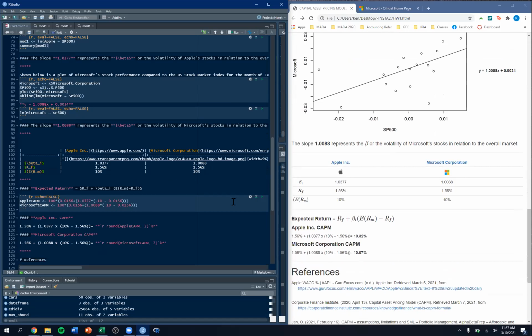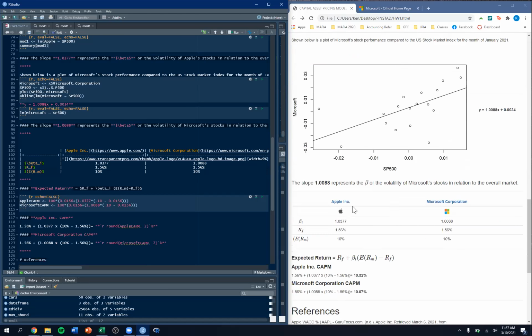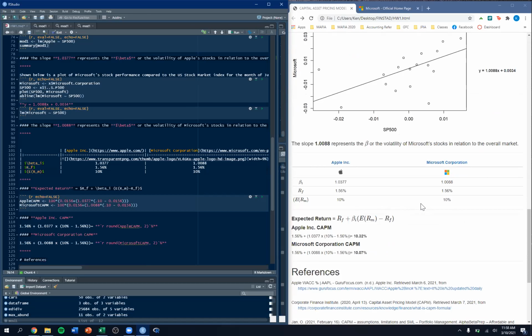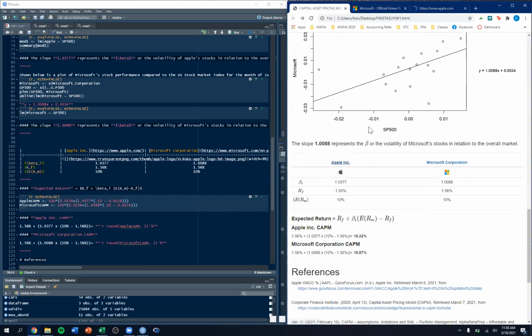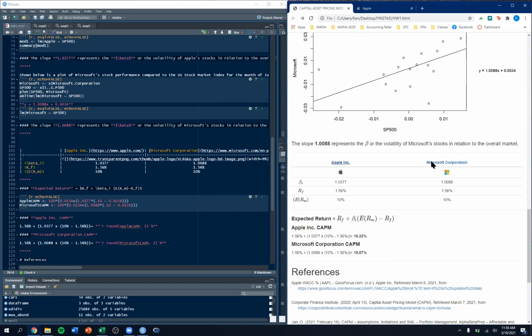Okay, so now that we've gotten the beta from the slopes of the two variables, the Apple and Microsoft, here's our table to summarize our data. Here we applied displaying the image and also displaying the link. In our table, this is Apple Inc. This already links you to the Apple website, as you can see here, and then Microsoft as well.